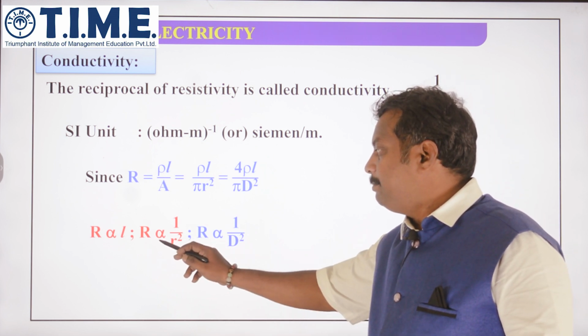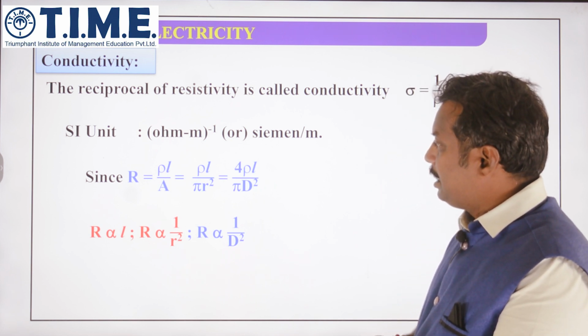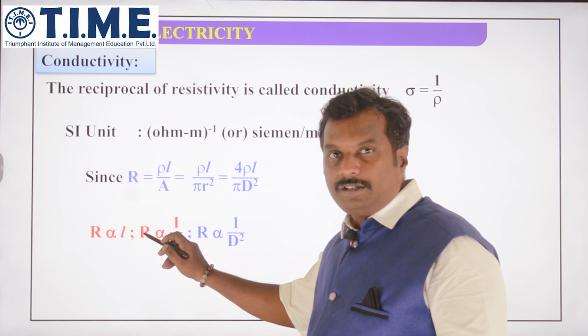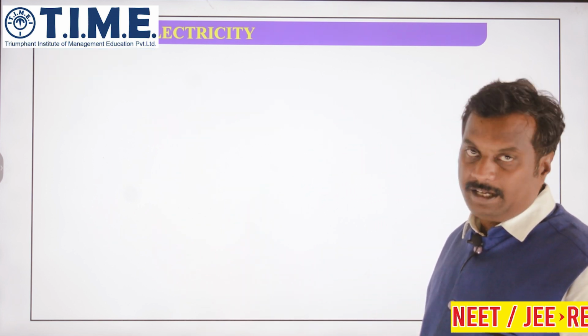If they ask what is the relation between resistance and length, we say R is directly proportional to L. And for the radius, what is the relation? We say R is directly proportional to 1 by R square. So this is about conductivity.